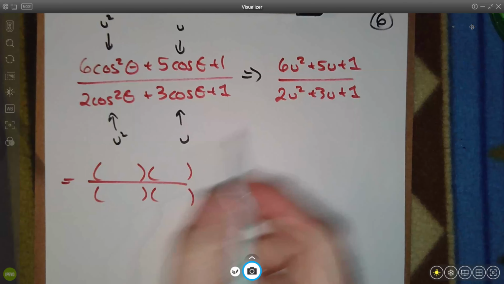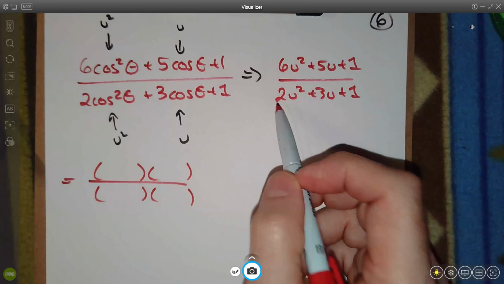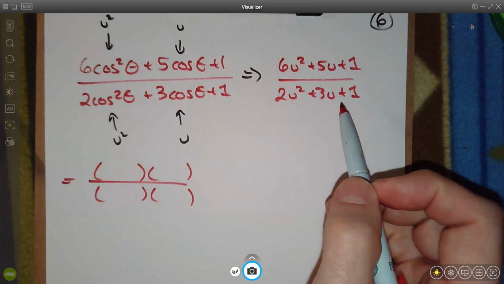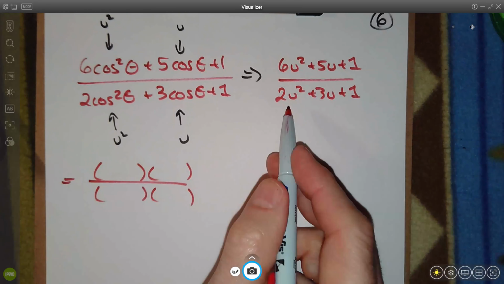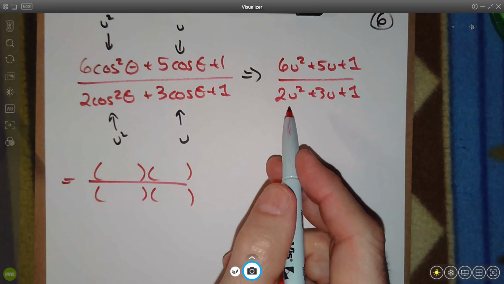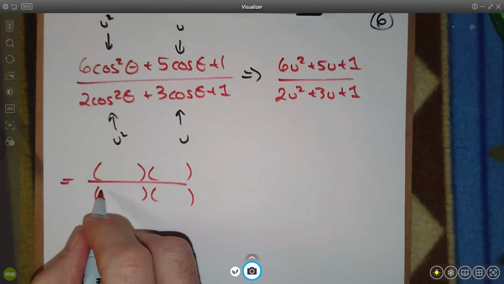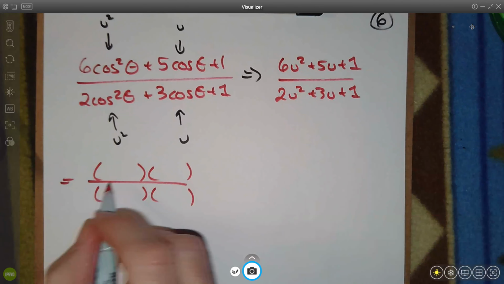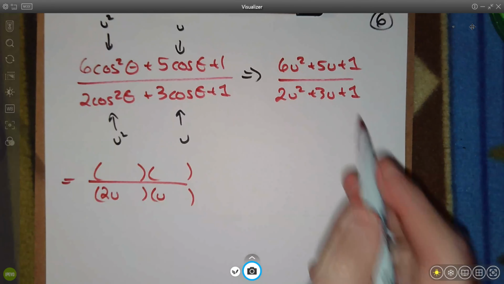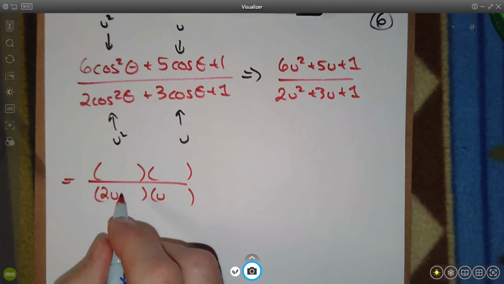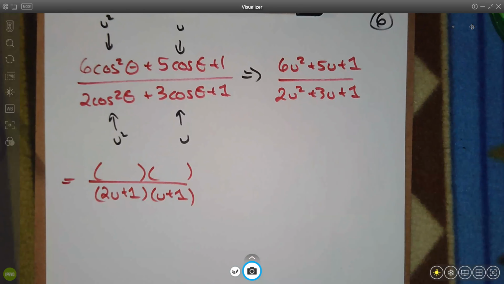For the denominator, there's lots of nice ways, the AC grouping method, and I know a lot of you have other ways to factor this. But the way I was taught, not the way I teach it, was kind of a brute force approach. That is, you had to figure it out. But this one's pretty nice because it has to be a 2u and a u here. And the last terms have to multiply to positive 1, and there's not much choice there. Plus 1 and plus 1. Wow.